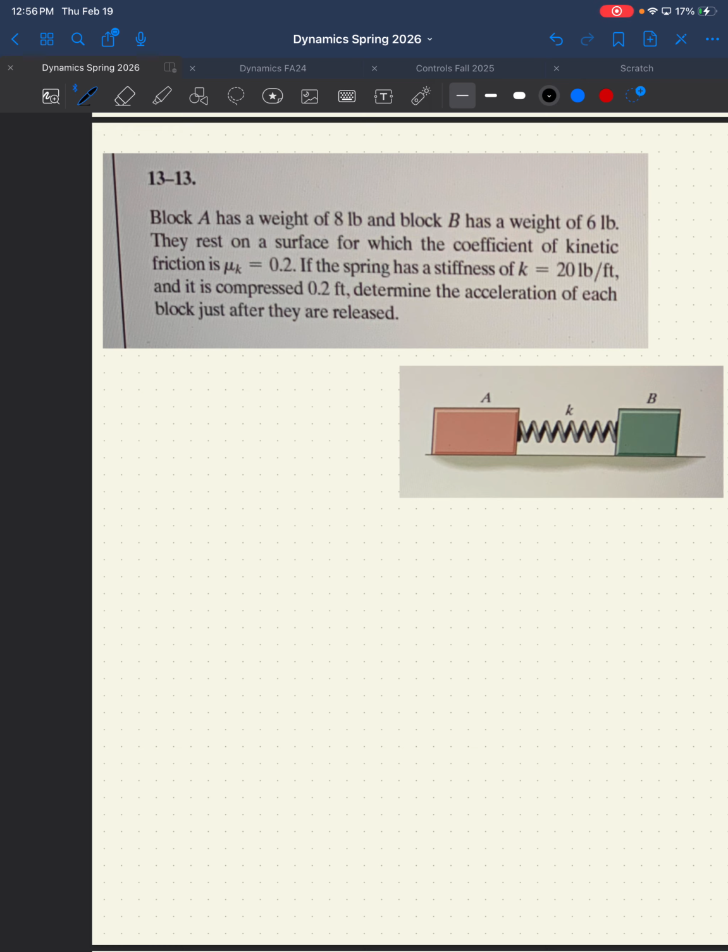Very first thing I'm going to do is write down what's known. I'm going to write down that mu k is equal to 0.2. The stiffness of the spring is 20 pounds per foot. And delta S, or the compression, is 0.2 feet.